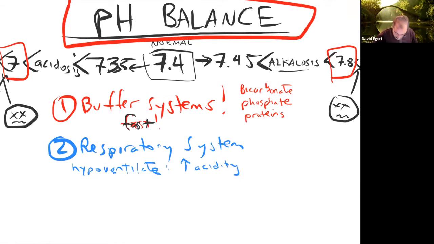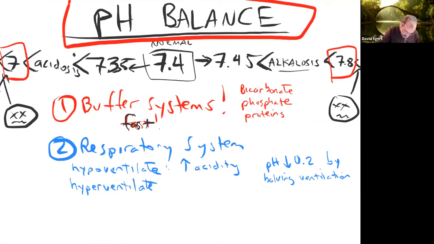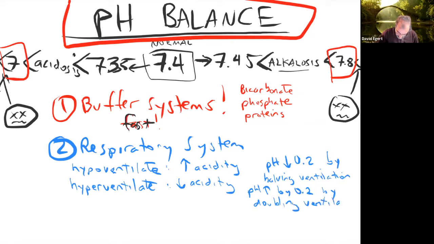In fact, pH can go down by 0.2 by changing your ventilation. If you just breathe more shallowly, you can bring your pH down quite a bit. Similarly, if you're hyperventilating, that's going to make things more alkaline and decrease the acidity. You can have the pH go up by 0.2 by doubling your pulmonary ventilation. So just by taking deeper breaths, I can bring my pH up quite a bit.